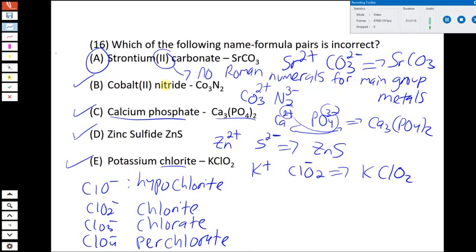Zinc doesn't have a Roman numeral because +2 is the only cation that zinc forms. So I wouldn't say it's wrong to indicate it. You could have it there, and we're not going to be that nitpicky and say that's wrong to have it. But it doesn't have to have the 2 in parentheses, because it will only be +2. It will never be anything else as a cation.